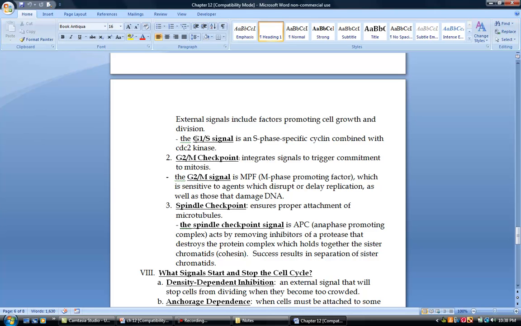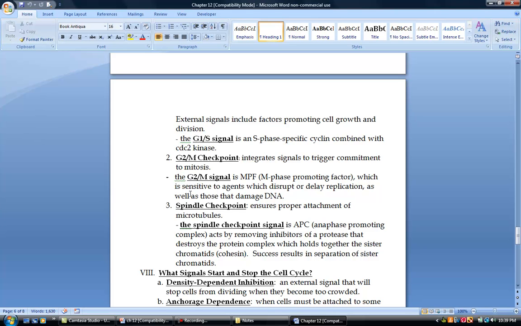So if we want to go past this checkpoint, you have to have CDC2 bind with that S phase cyclin. That's all you need to remember for it. All right. The next checkpoint is that G2M checkpoint. And if you remember, that was the one that was looking to see if the S phase had gone correctly, which means the DNA was copied correctly. And so if it is, it's going to produce MPF, and that stands for M phase or mitosis phase promoting factor. And so that is going to be produced if all the DNA was copied correctly.